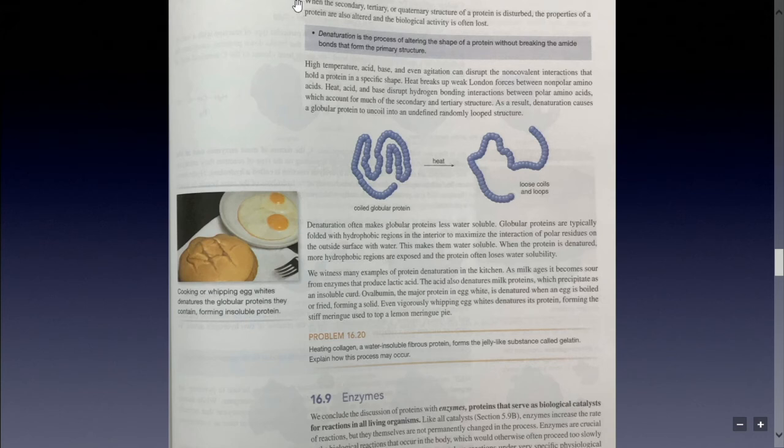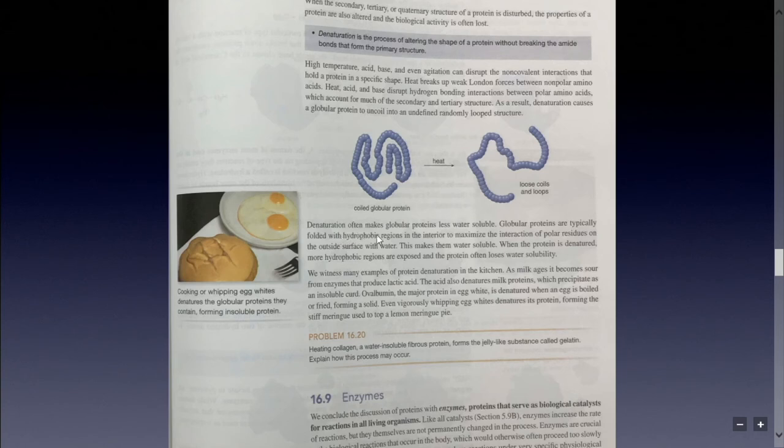Fibrous protein, if you remember from the last lecture, is the other type of protein. In fact, that's what problem 16.20 asks you to do. So consider the other type of protein, the fibrous ones, and give me a good detailed sentence to answer that. Like what would actually happen if you heated up collagen, and what kind of denaturation would occur, and use good vocabulary. Don't just say it changes shape.